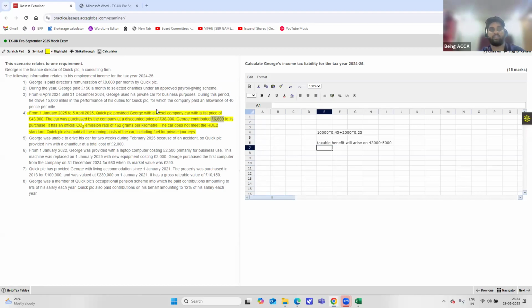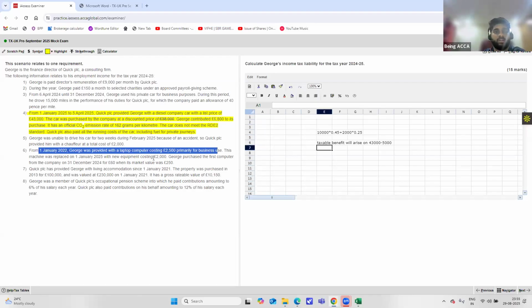Other than this, the calculation part, everyone has been doing it right. Like emission rate, you use it to calculate over 16%. And what is the maximum threshold? 37%. Accurate. Very good.